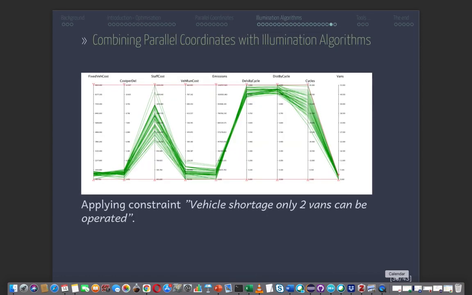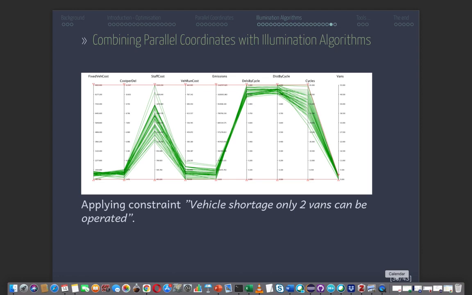We have to apply the constraint, vehicle shortage, only 2 vans available. Straight away we use the brushing technique on the vans axis and we bring it down to the maximum of 2. Suddenly we only see those solutions with 2 vans. Suddenly we see straight away that if we're going to use 2 vans, we need to make far more use of cycles.